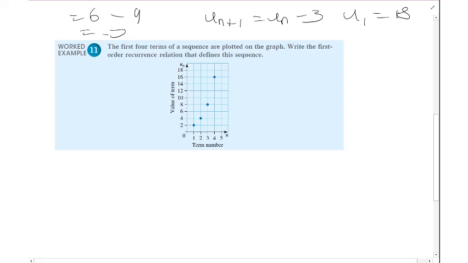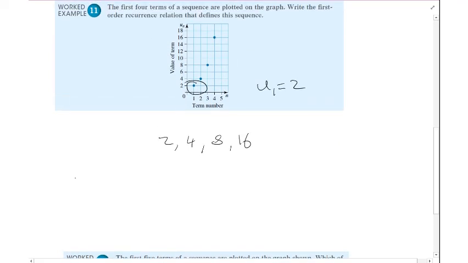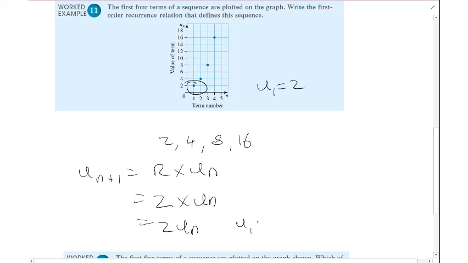So you can see in this one here, my U1 is equal to 2, straight up, okay? Then I'm going 2, 4, 8, 16, and this is a reasonably easy one to do. You know it's U(n+1) equals r times U(n). We've worked out that the common ratio is 2, because 2 times 2 is 4, 4 times 2 is 8. So that becomes 2 times U(n), or we write it as 2 U(n), where U1 is equal to 2.